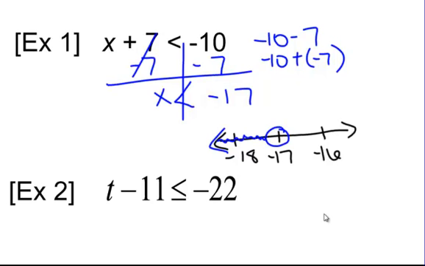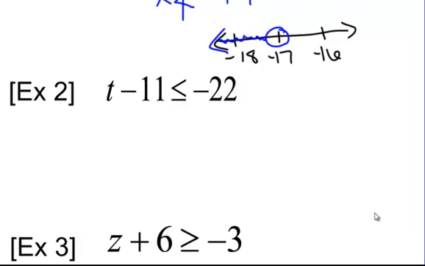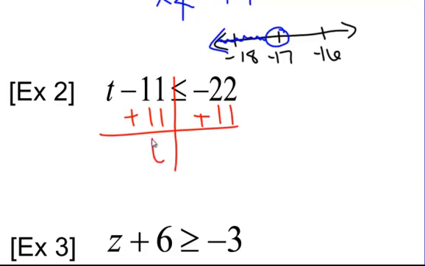So what about number 2 here? Let's do the same thing. t minus 11 is less than or equal to negative 22. So I'm going to draw a line, add 11, because it's negative, add 11. So now I have just t left over here, and I have less than or equal to. And then negative 22 plus 11, signs are different, find the difference. Difference between 22 and 11 is 11. Bigger one's negative, so it's negative 11.